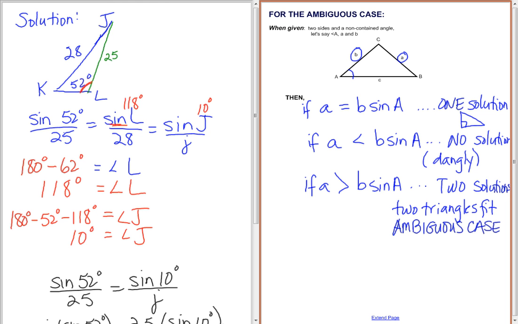Our solutions would look like this: A could go that way to meet the bottom, or the other possibility is when it bends back. So the ambiguous case is when I'm not sure if I have this answer or this answer with differing angles in here.